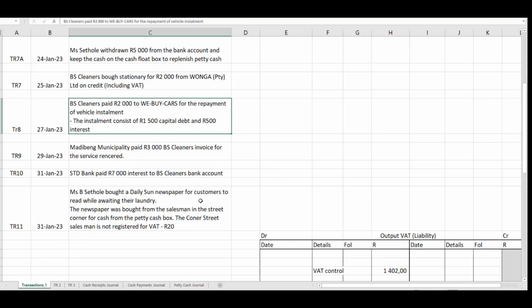Thank you, Tabo. The next one says Madibeng municipality paid BS Cleaners invoice, 3,000 rands invoice for services rendered. Where does this one go? Madibeng paid us 3,000 rands. We have received cash, 3,000 rands. Cash receipts journal, cash payment journal, petty cash journal? Who wants to tell us?